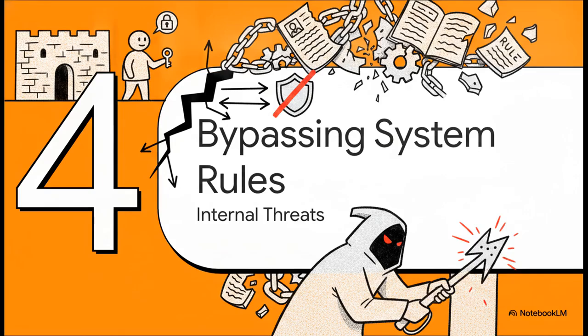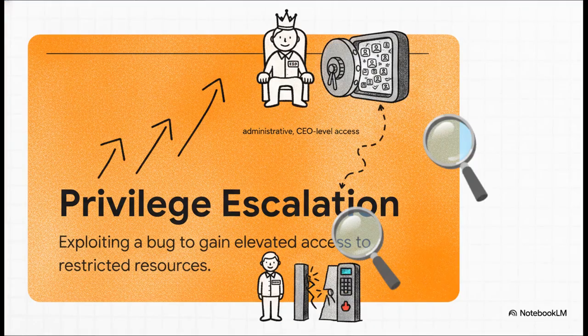Section 4. Bypassing system rules. Now, what happens when an attacker is already interacting with your system, maybe with a low-level account, but they decide to completely break the internal rules? That brings us to privilege escalation. This can be vertical, like a standard employee exploiting a software flaw to instantly grant themselves CEO-level admin access. Or it can be horizontal, where they suddenly access another normal user's private data that should have been totally cordoned off.